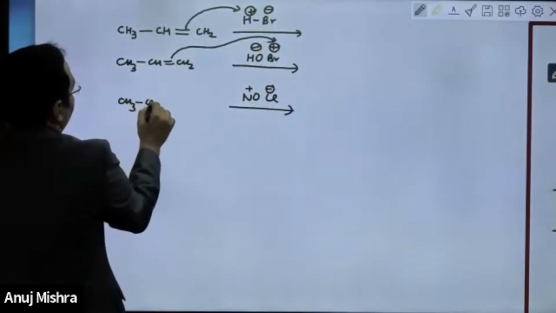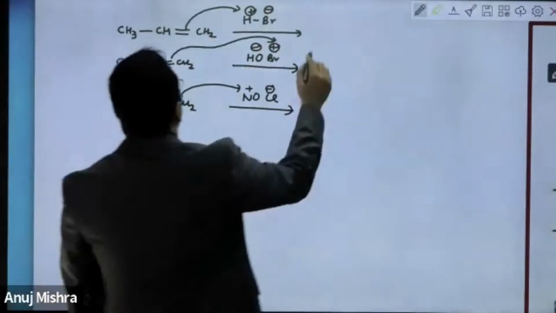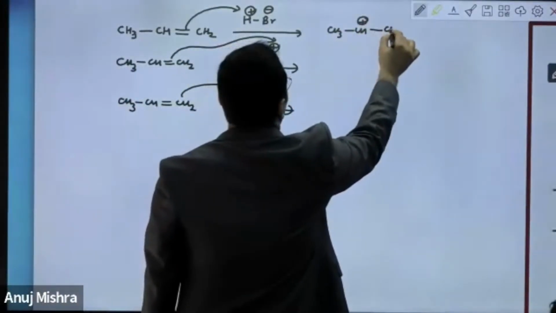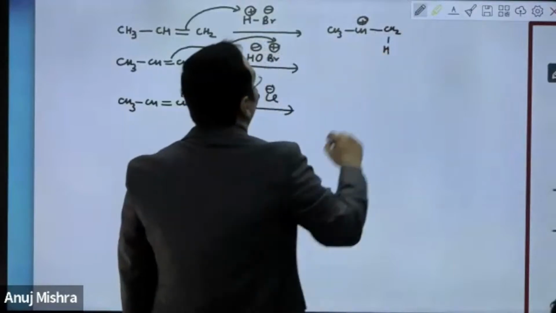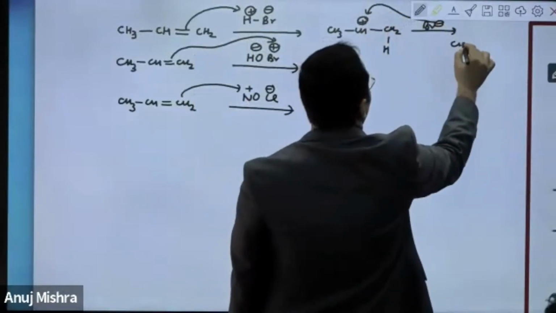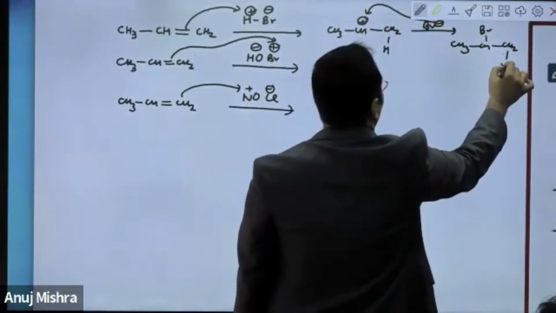In this case, where is the plus part? So what's the arrangement here? CH3, CH plus, CH2H, and later Br minus will come and attack. So the answer will be CH3, CHBr, CH2H.